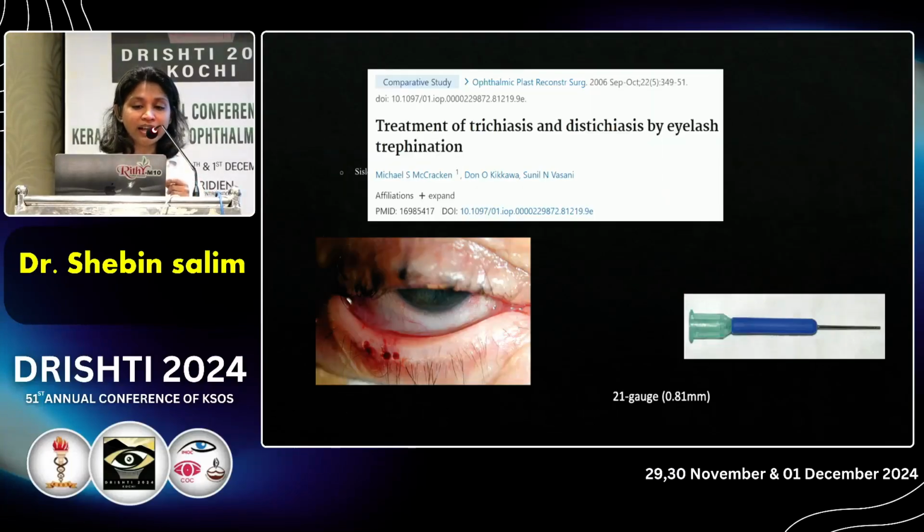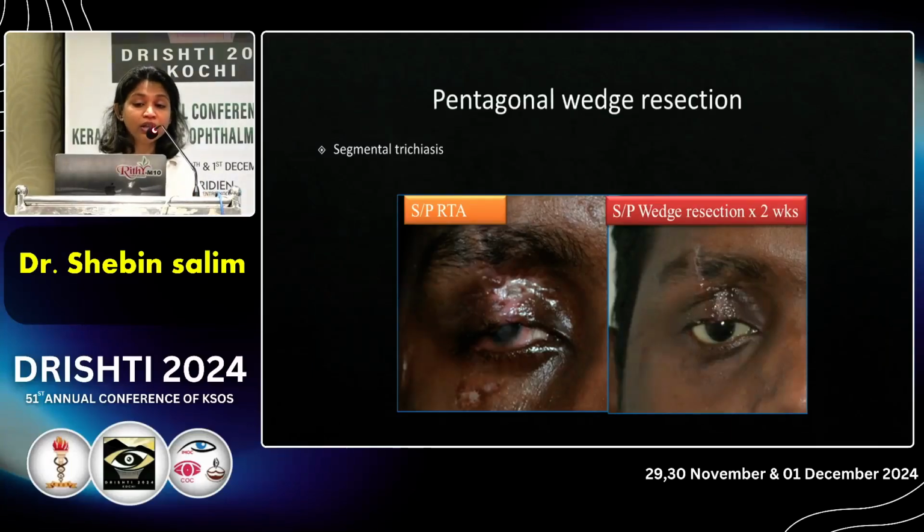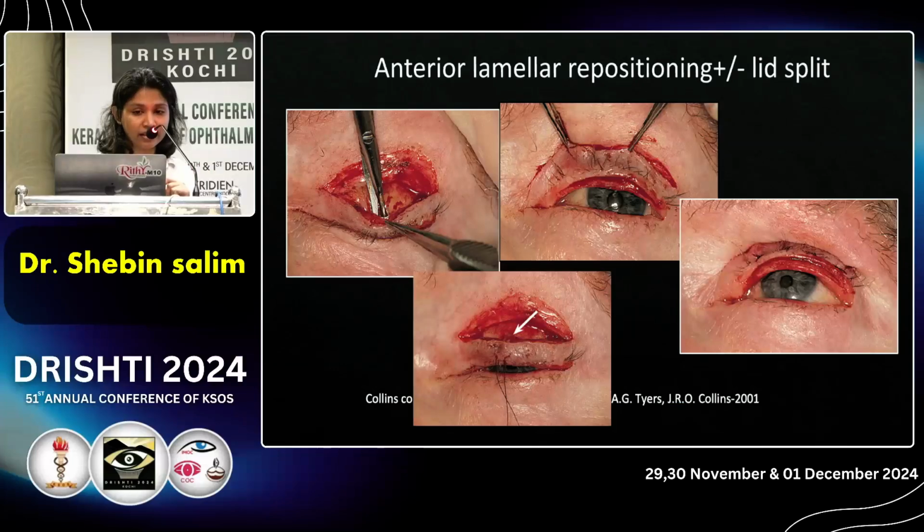Trephination of the root with a cissless microtrephine can be done in cases of few trichiatic lashes or in case of a recurrence. This is also very effective because we are removing the entire root. A pentagonal wedge resection can be done in those cases, especially following a trauma when there is some lid margin notching, or for focal trichiatic lesions.